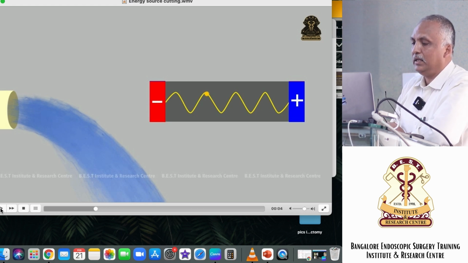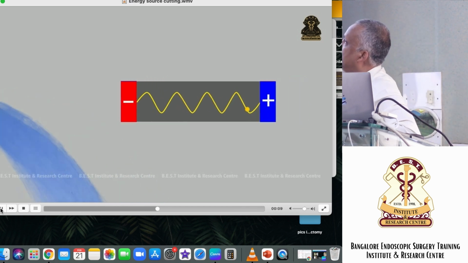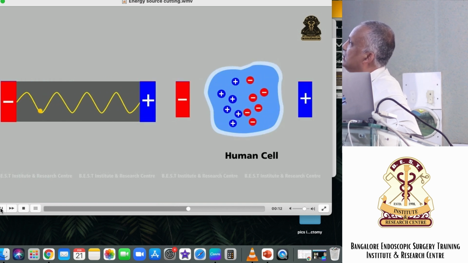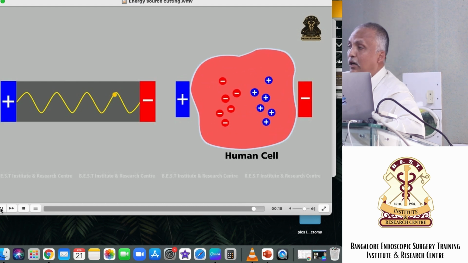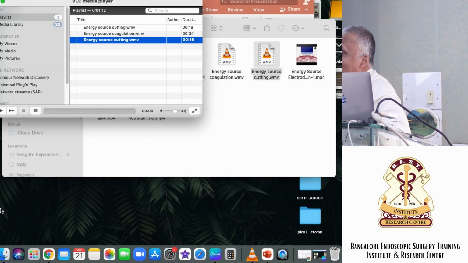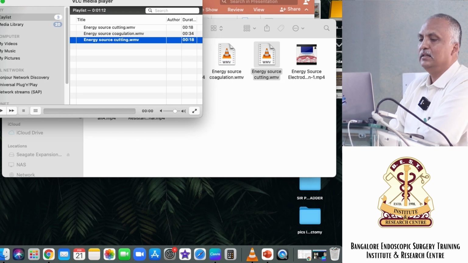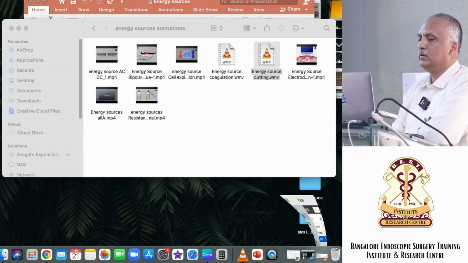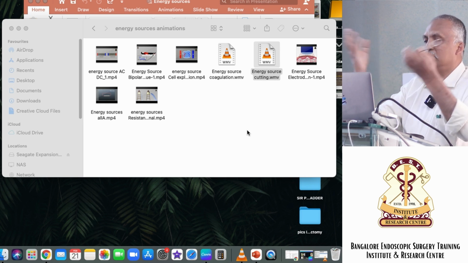When this is coming, this will cause cutting or vaporization. And why does that happen? This positive and minus, it keeps changing, alternating current as it comes positive and minus. So continuously these cells of the anions and cations are moving. How many times? 5 lakh to 30 lakh times in a second. So fast they are moving and they are vibrating against each other. And so when that happens, they cause so much heat inside, so it bursts.